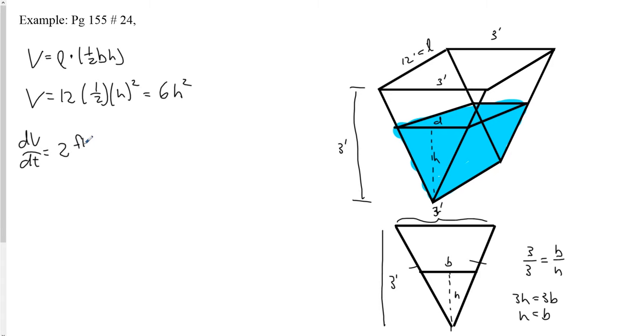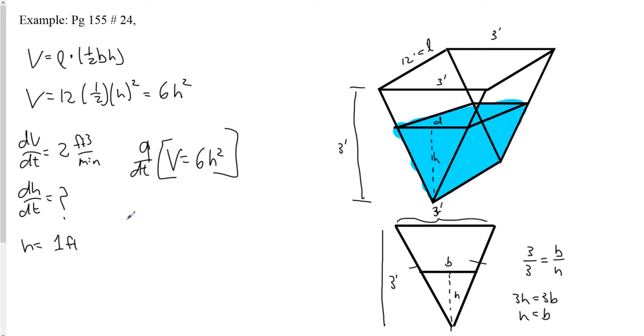So 2 foot cubed per minute. They want to know at what rate the height is changing, dh over dt, when h is specifically 1 foot high. All right, well, if I take this equation, V equals 6h squared, and I derive that with respect to time, I'll get dV over dt is equal to 2 times 6, which is 12h, and then, since I'm deriving implicitly, I need the placeholder for the derivative of h, dh over dt. Notice that's what we're looking for.